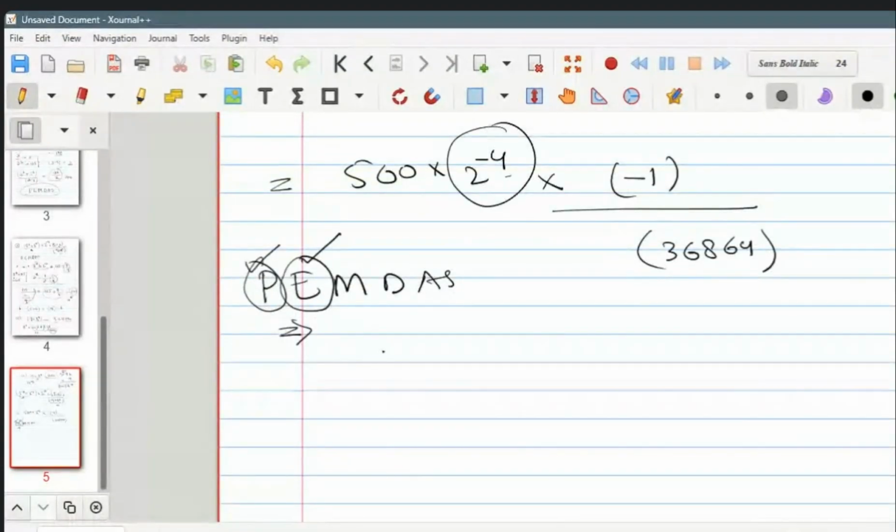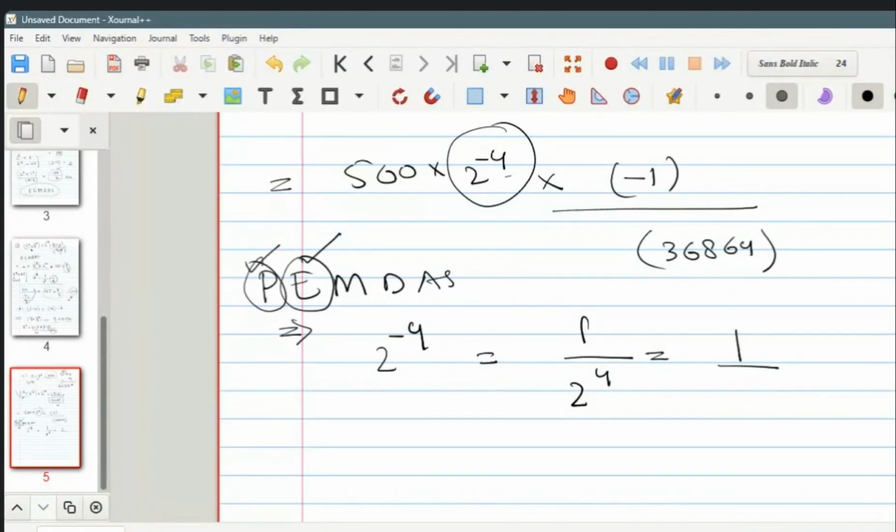Now we will see this. What is 2 to the power minus 4 actually? We can write this in this form. This is also clear to us from our previous lectures. And what is 1 by 2 raised to the power 4? Atifa, what is 2 to the power 4? It is 16, teacher.